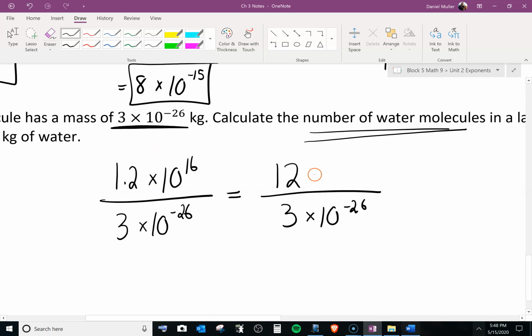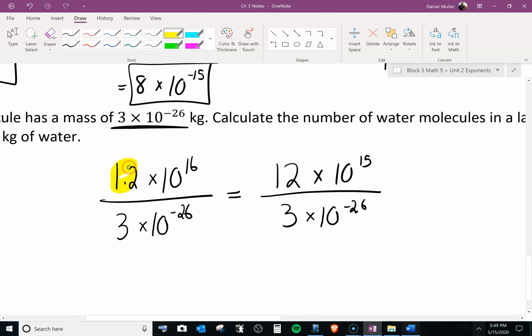So to make this a 12, you need to know how to balance things. So I've taken 1.2 and I made that a 12. I made this number bigger by moving the decimal spot once. So I need to make this smaller once. So instead of 16, I'm going to make it 15. So that's how I did that.